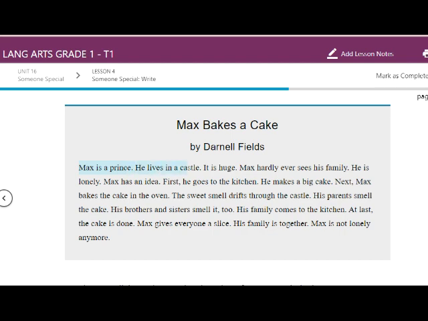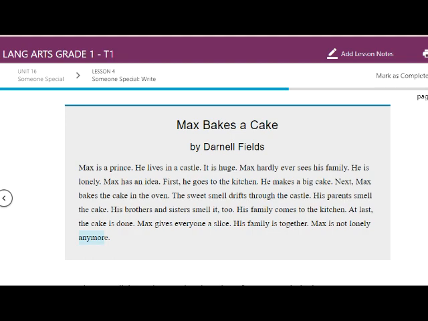Max is a prince. He lives in a castle. It is huge. Max hardly ever sees his family. He is lonely. Max has an idea. First, he goes to the kitchen. He makes a big cake. Next, Max bakes the cake in the oven. The sweet smell drifts through the castle. His parents smell the cake. His brothers and sisters smell it too. His family comes to the kitchen. At last, the cake is done. Max gives everyone a slice. His family is together. Max is not lonely anymore.